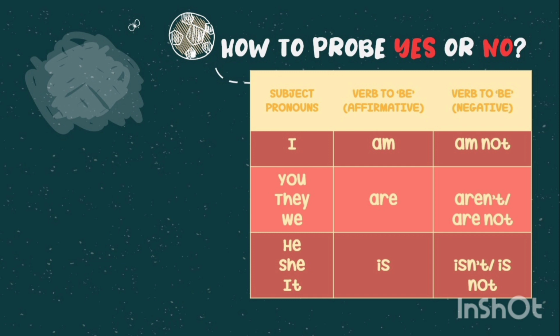Next slide. Okay, we have I, you, they, we, he, she, it. It's singular and also plural subject pronouns. Then we have am, are, is, am not, aren't, are not, isn't, is not. Okay, this is actually how to probe yes or no when you're asking a question, when you are expecting the answer to be either yes or no. So let's see the next slide.